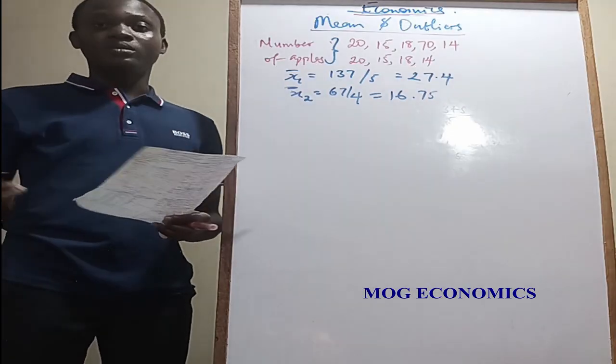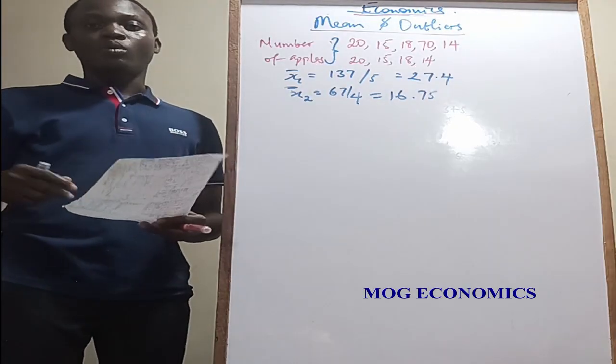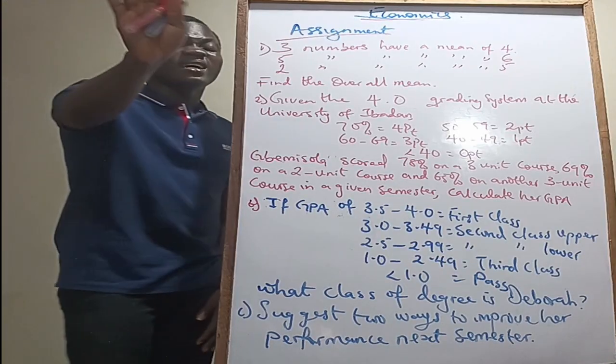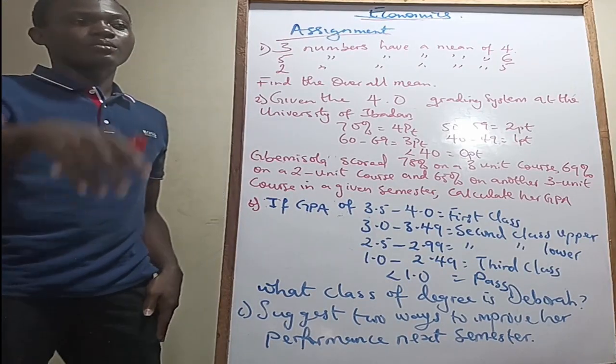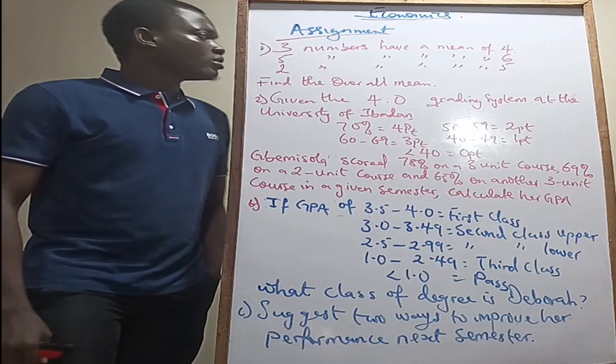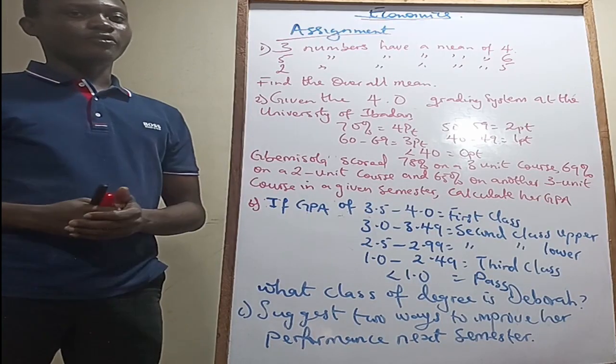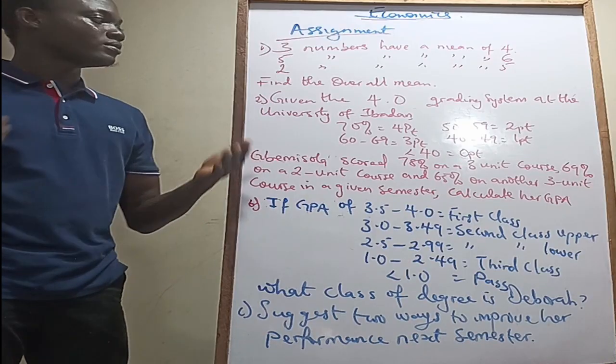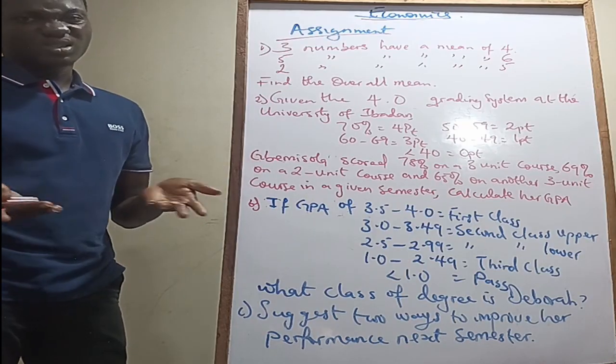So the final thing about this class is to look at our assignment. Don't worry, it's simple. Calm down. Number one: 3 numbers have a mean of 4, 5 numbers have a mean of 6, 2 numbers have a mean of 5. Find the overall mean. Straightforward, right?